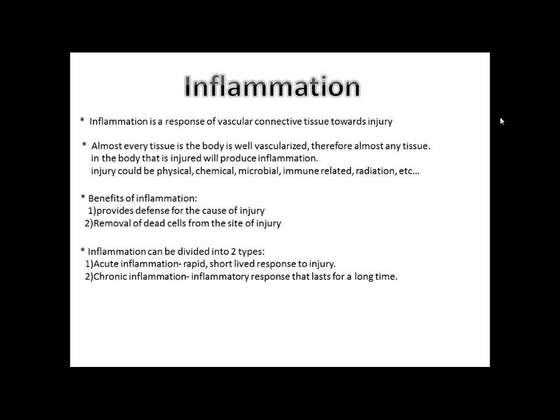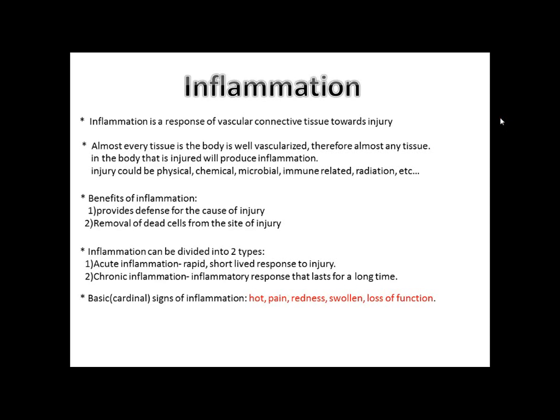And inflammation can be divided into two types. The first one is acute inflammation, which is a rapid, short-lived response to injury, and it basically involves different types of immune cells, mainly neutrophils. And the second one is chronic inflammation, which is an inflammatory response that lasts for a long time. So it speaks for itself. Acute is rapid and chronic lasts for a long time.